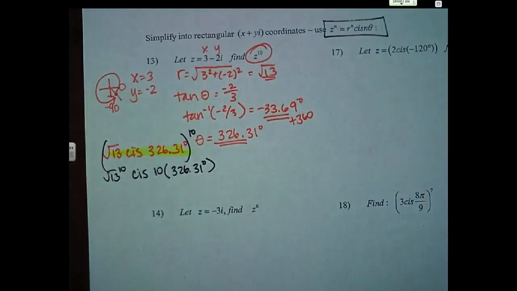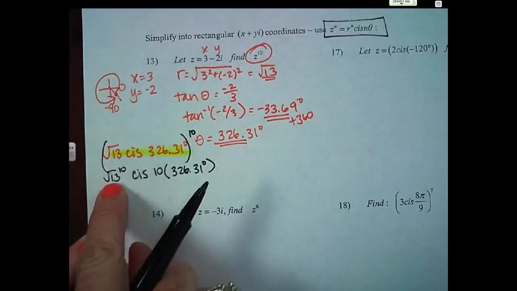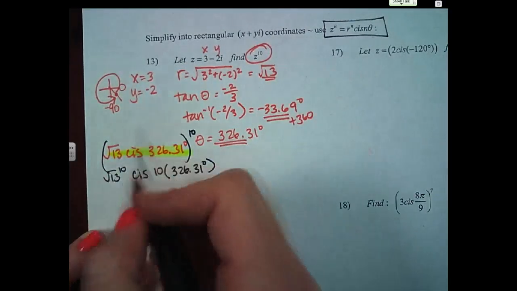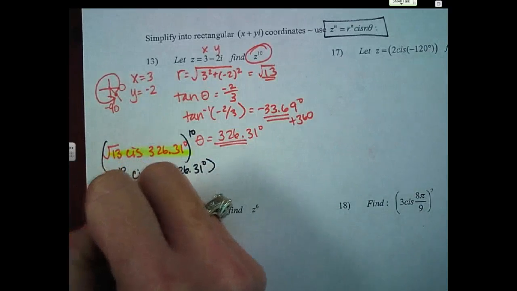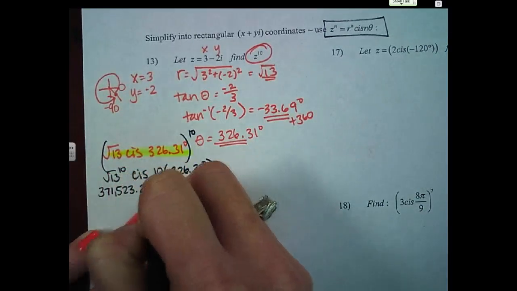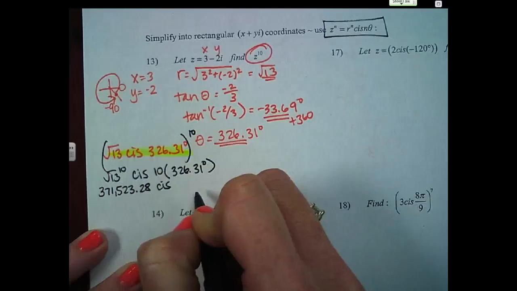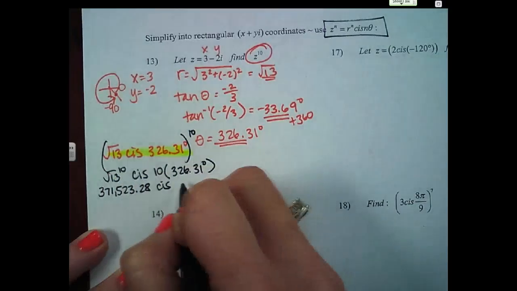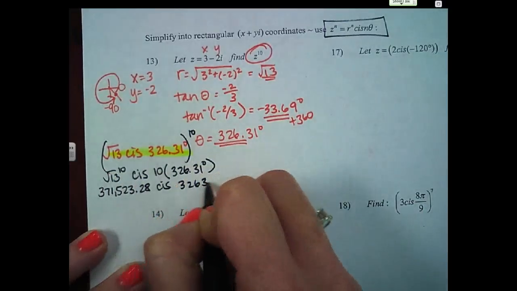So you'll get both of those values, and they're huge. Okay, and I'm going to show you a shortcut in just a second. Write the values down real quick, and I'll show you a shortcut for the next step. So root 13 to the 10th power is a big number, 371,523.28 CIS, and then 10 times this just moves the decimal one place.